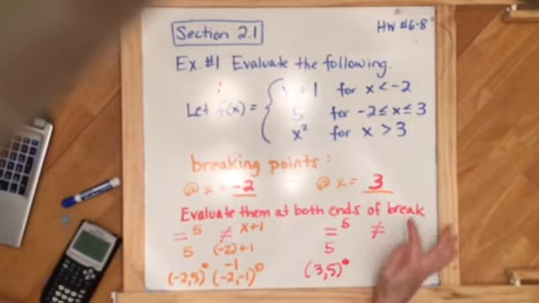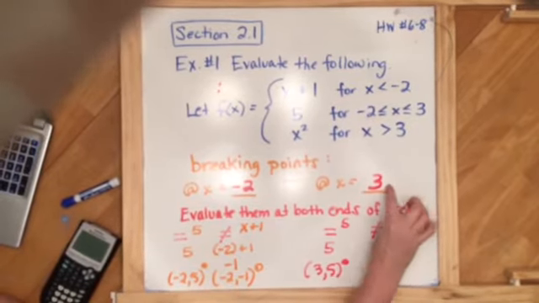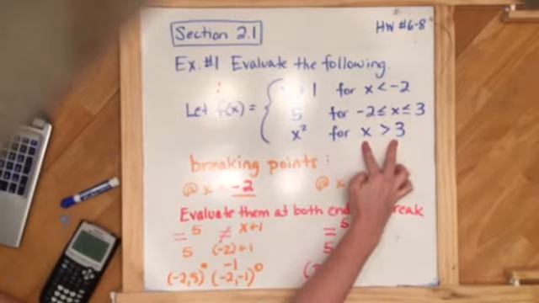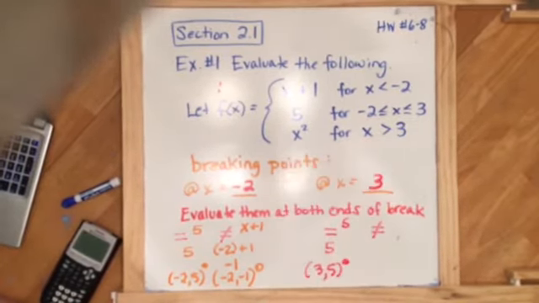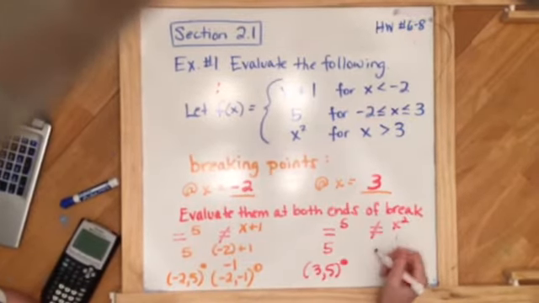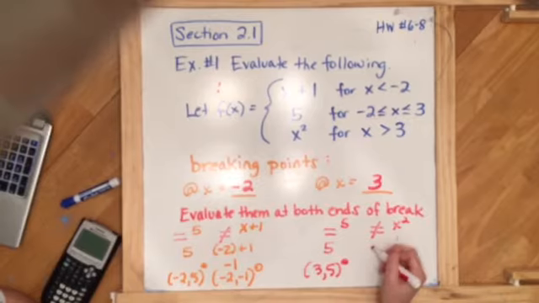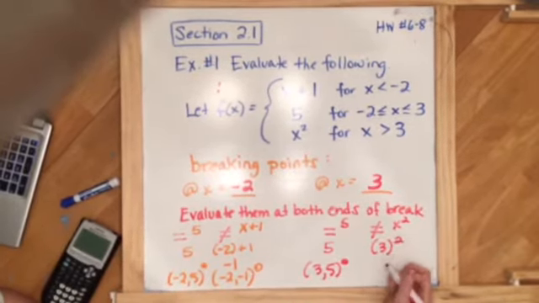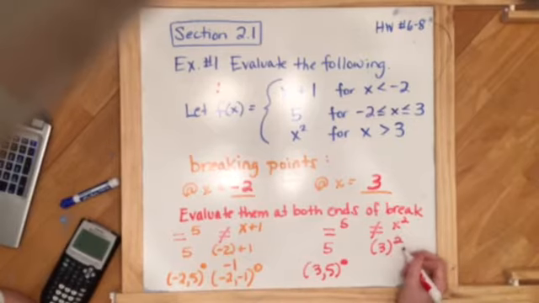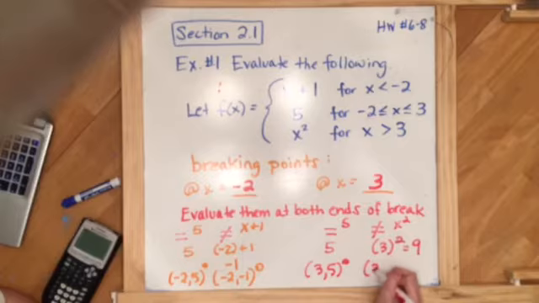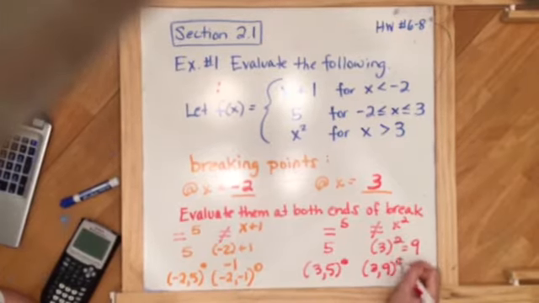And then we want to evaluate 3 where it's not equal to 3. So 3 where it's not equal is this third piece at x squared. So when I evaluate 3 at that function, it's 3 squared, which is 9. So my output there would be 3, 9, and it would be an open circle.